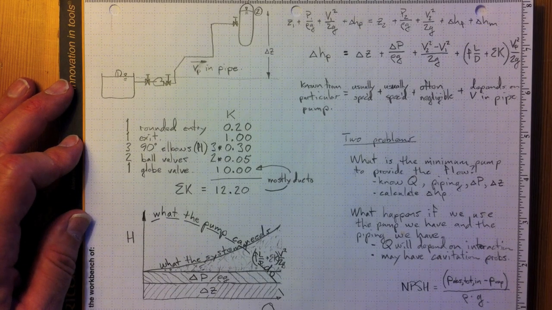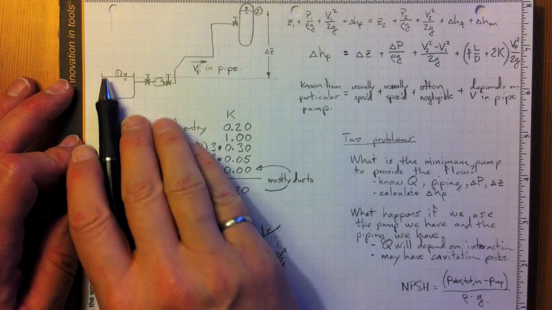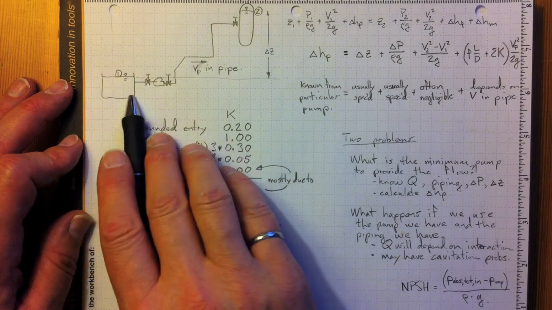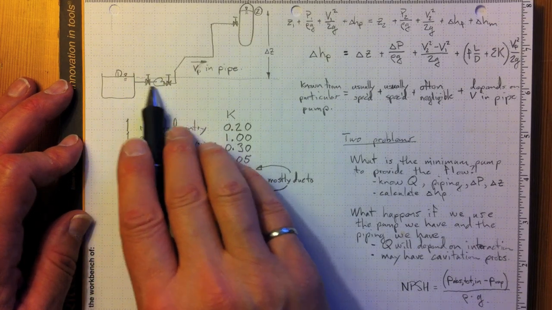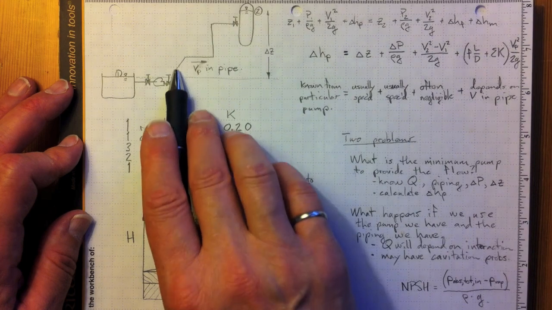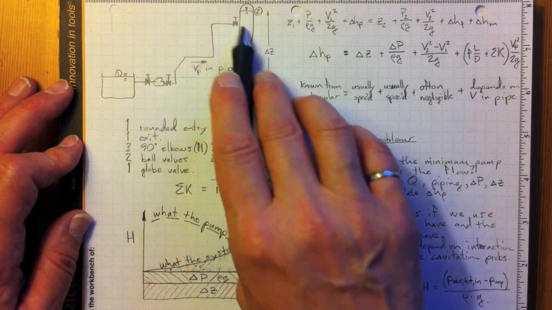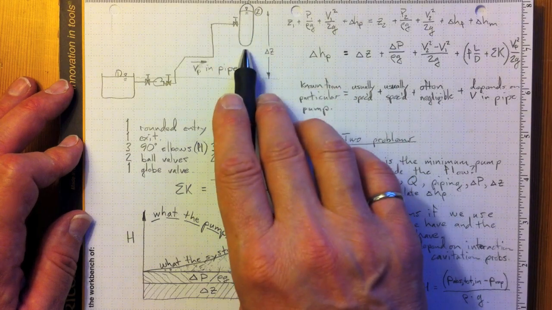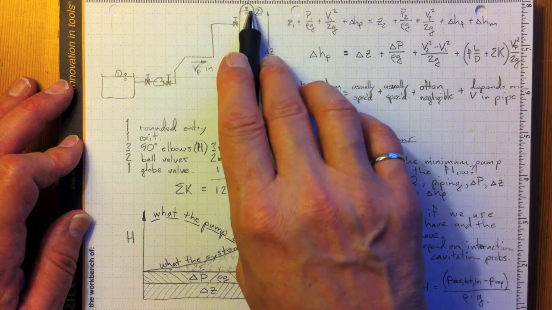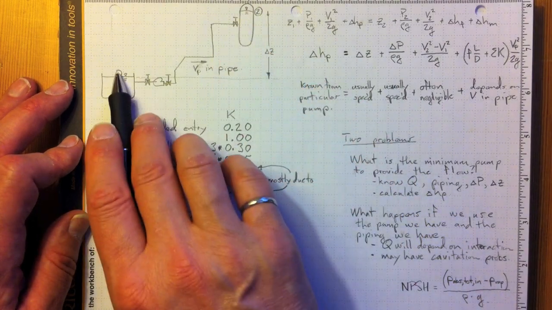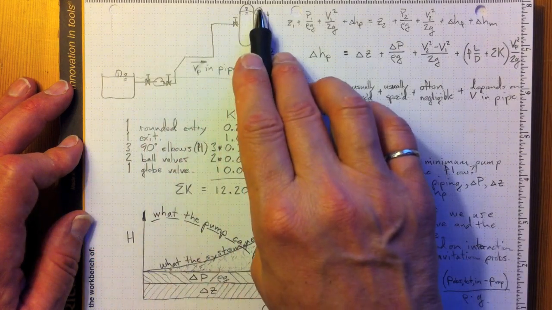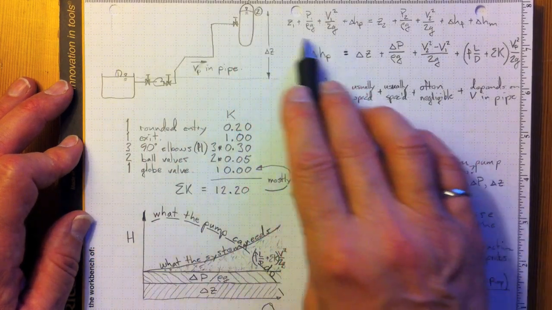Here's a generic problem with a pump. Typically we might start with a reservoir down here, pipe running to a centrifugal pump, through a piping system with some bends and some valves and things, to a vessel up here, which might be a closed vessel at some pressure. So we'll write Bernoulli's equation from location 1 to location 2.